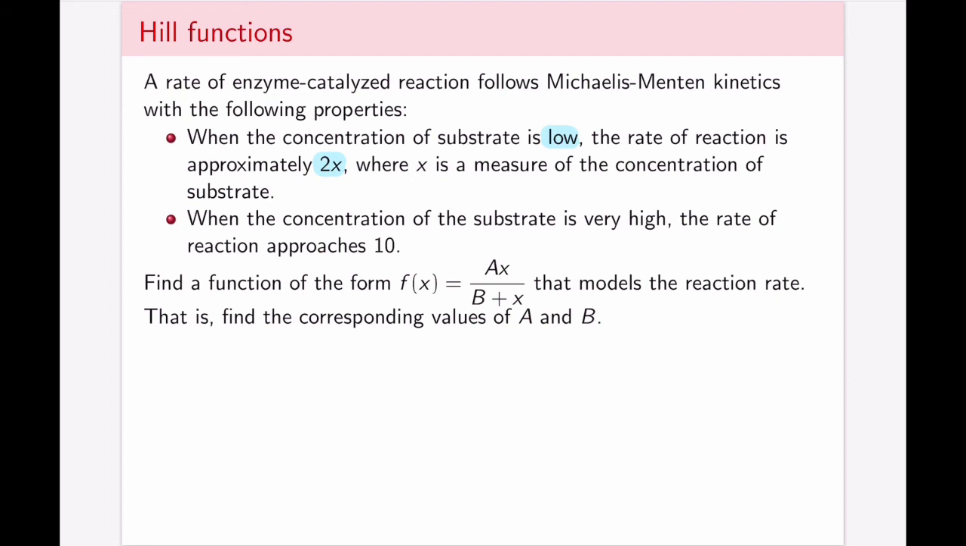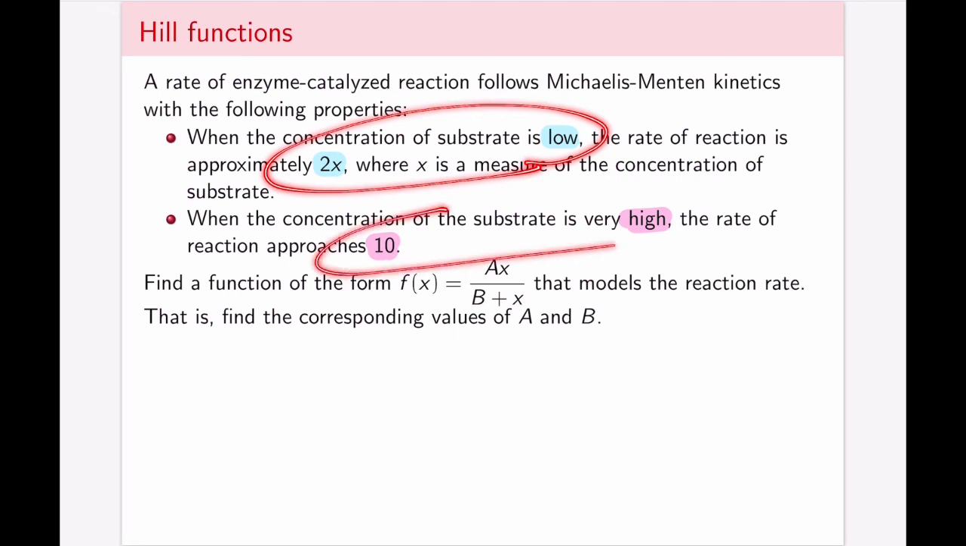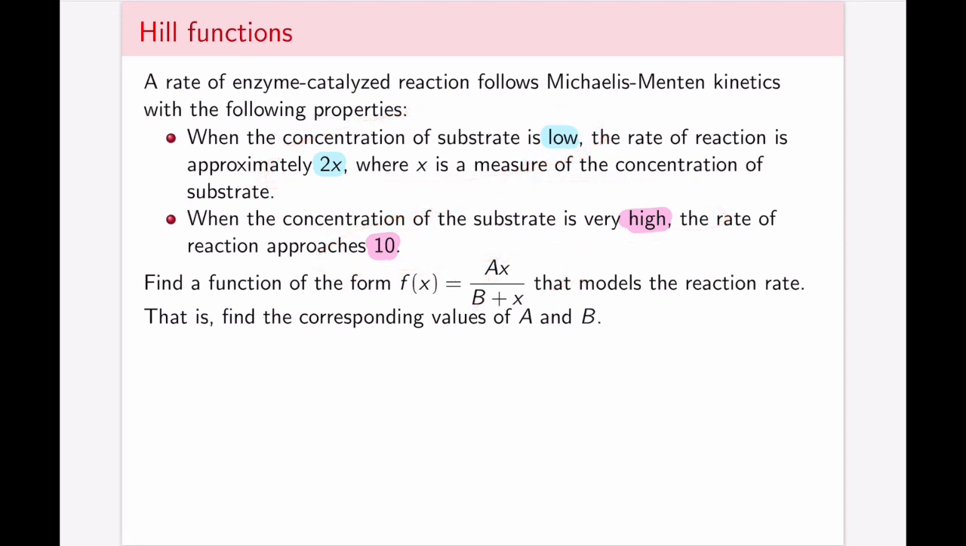And the second bullet point says when the concentration of the substrate is very high, so on the opposite end, the rate of the reaction approaches 10. So for high values of the concentration, the rate approaches 10. Now remember that the Michaelis-Menten kinetics are described using the linear Hill function. So all we have to do now is match the low and 2x and high and 10 into what that means for the values of a and b, which is exactly what the question is asking to find.